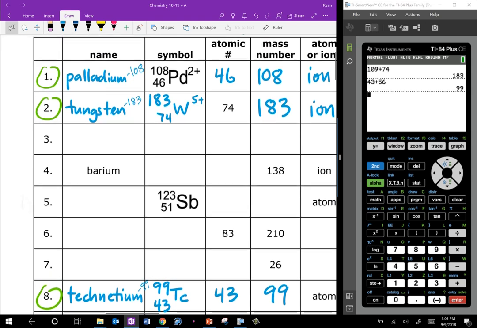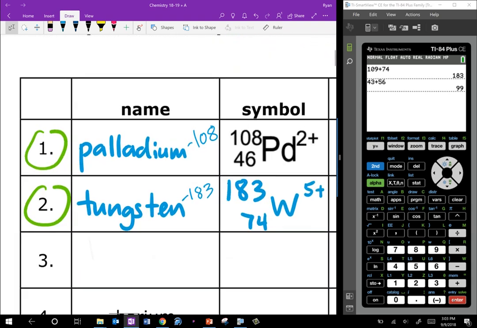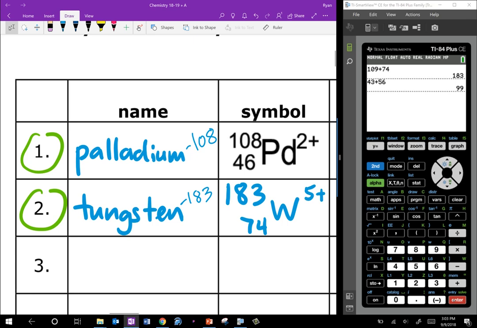Final clarification, I've had students make a mistake about this before. When we write it as palladium 108, for example, that is not meant to say negative 108. That's just a name, right? Palladium dash 108, tungsten dash 183. That's not saying negative 108, negative 183. It's just there to link the name to that mass number and let you know that we're talking about a single thing, tungsten 183. It's a way of linking the name to the number. It's not a negative symbol.